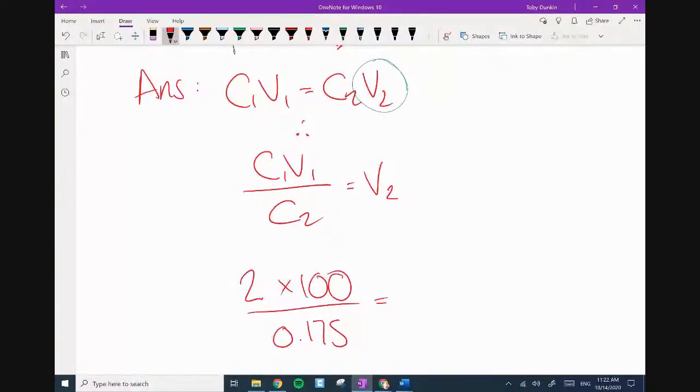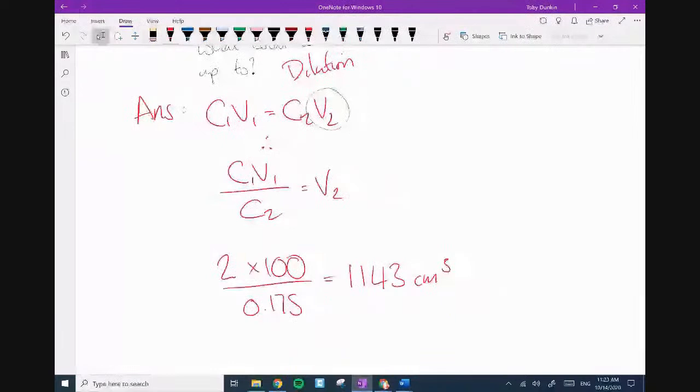She needs to make it up to the new total volume of 1,143 centimeters cubed. I love it. Isn't that cool? Look at Ria, look at Dana, look at Nikita, smashing it out of the park. Well done. Thank you, guys.